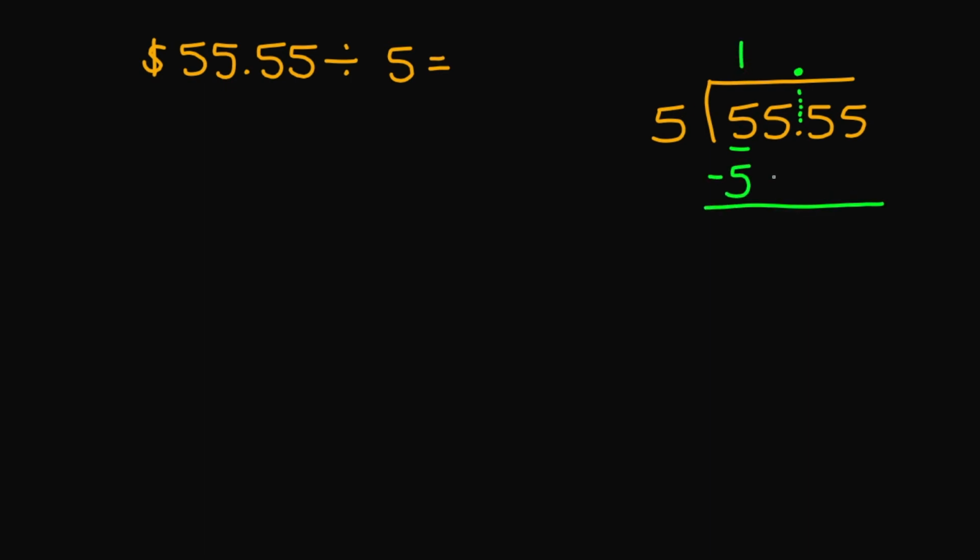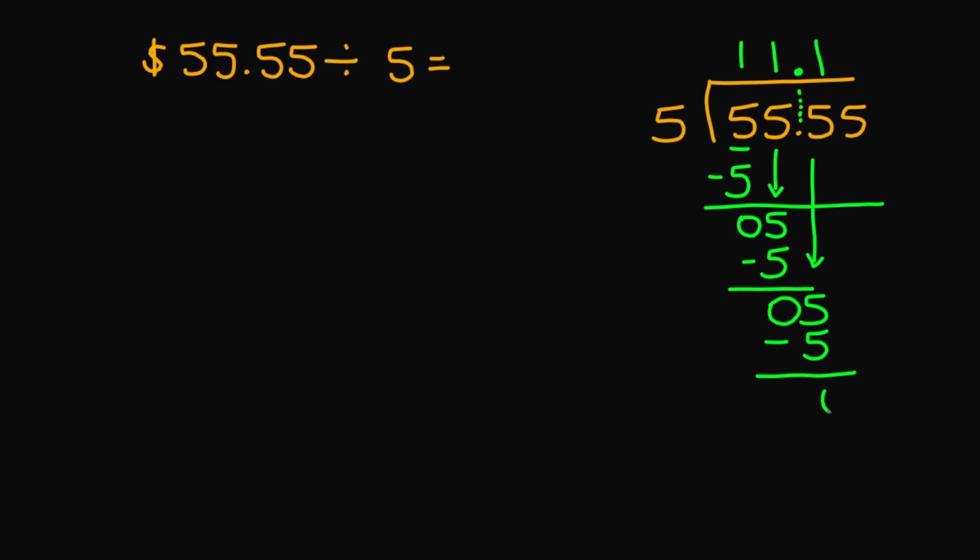Now we're going to subtract. 5 minus 5 is 0. I'm going to bring this 5 down. 5 goes into 5 again. How many times? It goes in 1 time. So 5 times 1 is 5. 5 minus 5 is 0. I'm going to bring down my 5 again. 5 goes into 5, we said, is 1 time. 5 times 1 is 5. I'm going to subtract. 5 minus 5 is 0. And we're going to try one more time. We're going to bring down this 5.